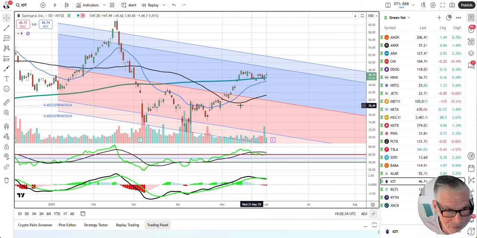The 21 is above the 50. Both are rising. All that's good, good, good. But I would not be a buyer on earnings. Look what it did last time. It beat. That's the green triangle there. And it got cracked all the way down. So you don't want to see that happen again.